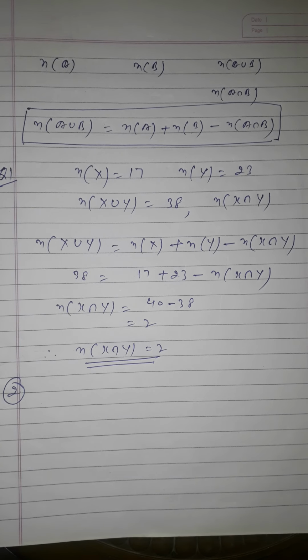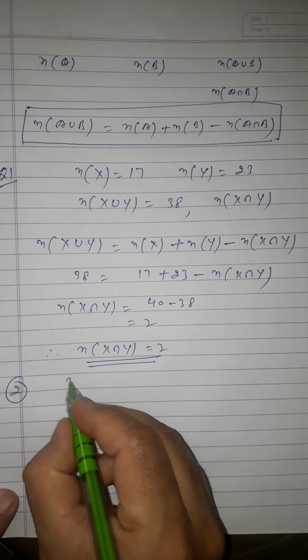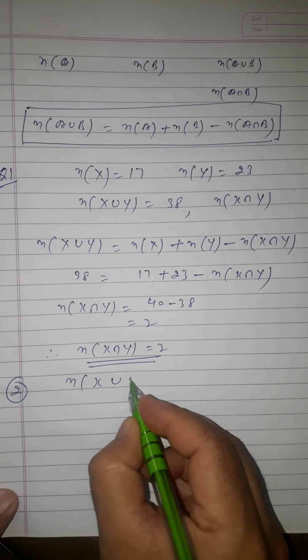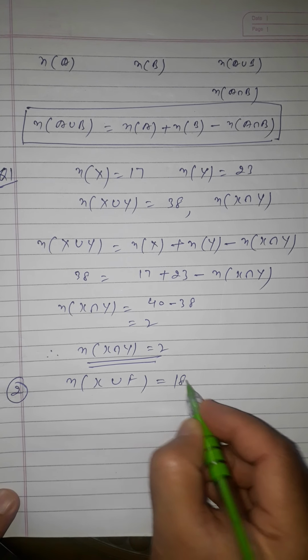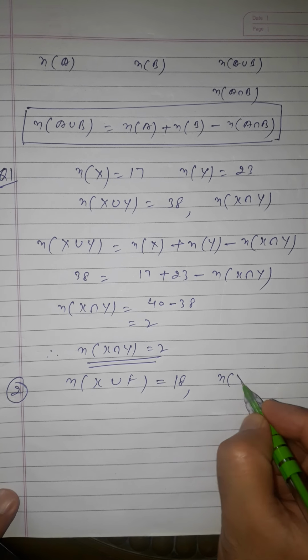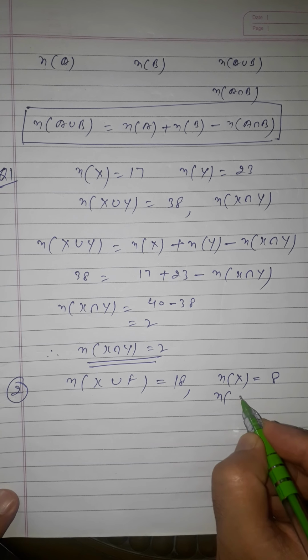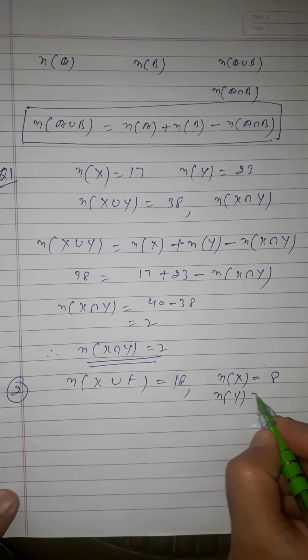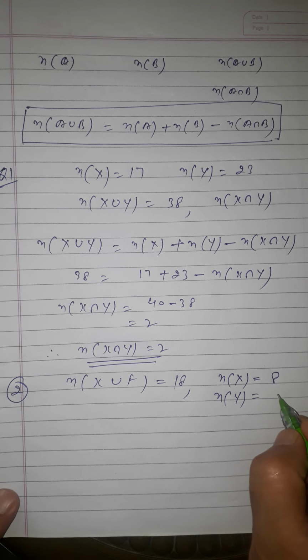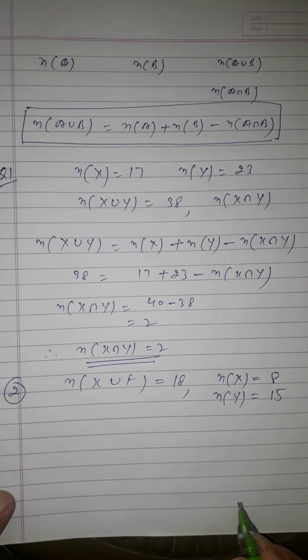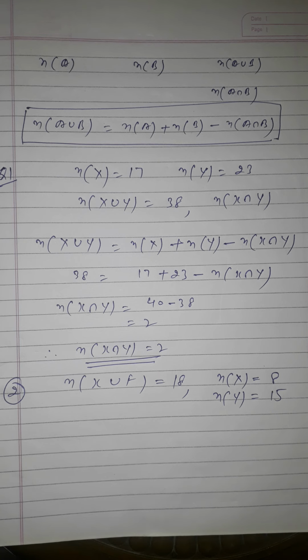Here is the question number 2 that is given to you, students. x and y are two sets, that x union y, here in the next question, x union y is given as equal to 18. Number of the elements of the set x is given as 8. Number of the elements of the set y is given as equal to 15. Now once again, students, we have to find out their intersection.